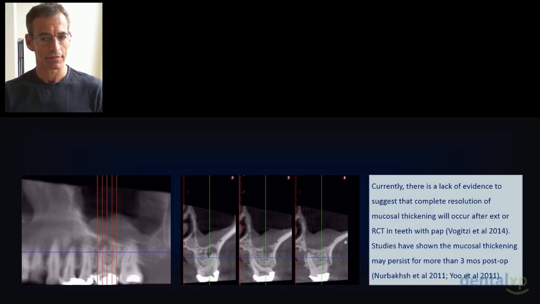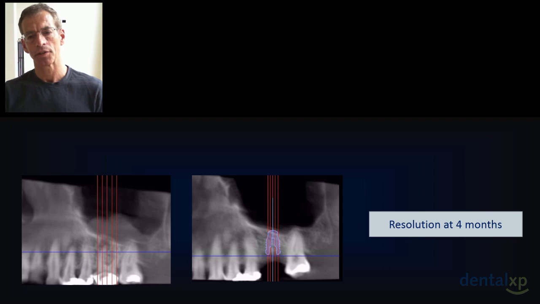Currently, there is a lack of evidence to suggest that you can get complete resolution of mucosal thickening after extraction or root canal therapy. And studies have shown that the mucosal thickening may persist for more than 3 months post-op. So I will wait at least 3 to 4 months before I take a new CBCT to evaluate membrane pathology. This particular patient is very fortunate in that the extraction completely resolved the periapical membrane pathology at 4 months.